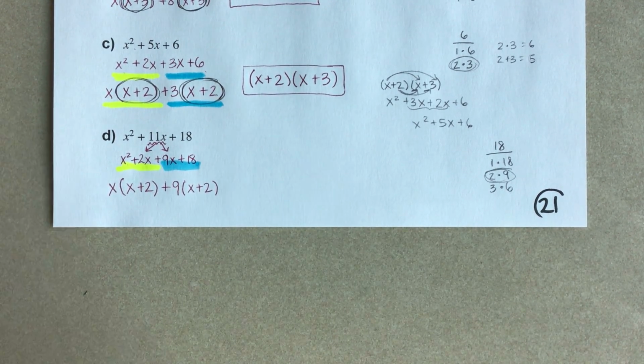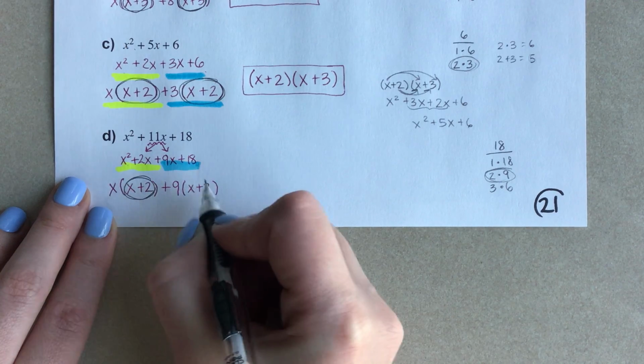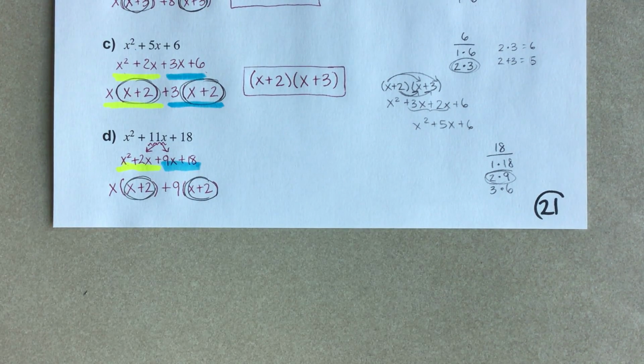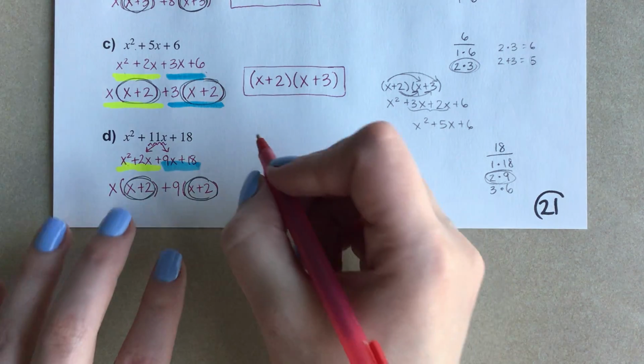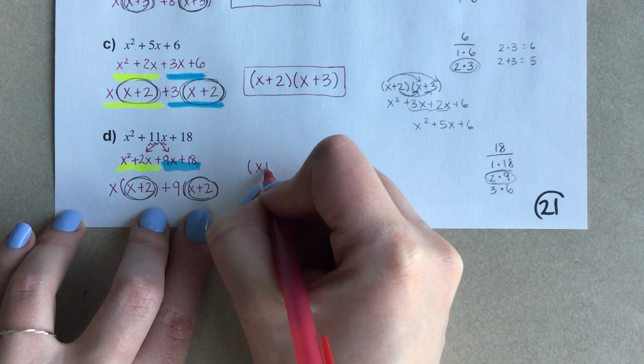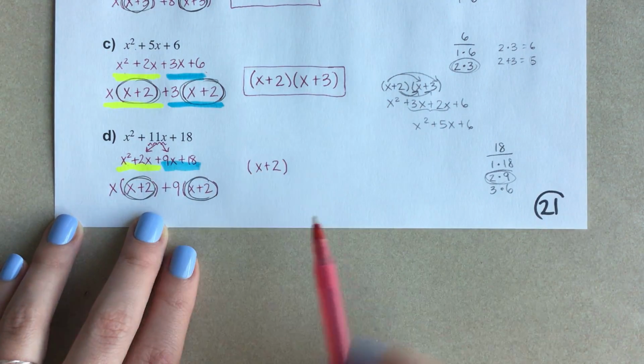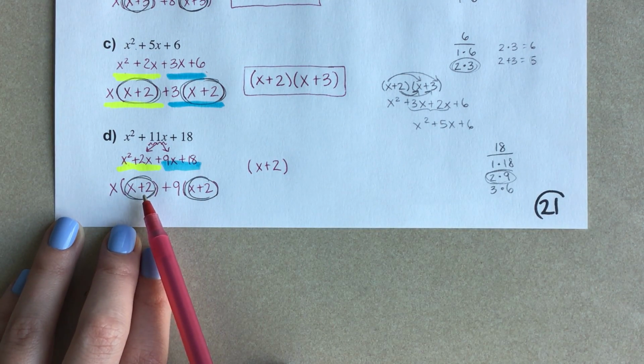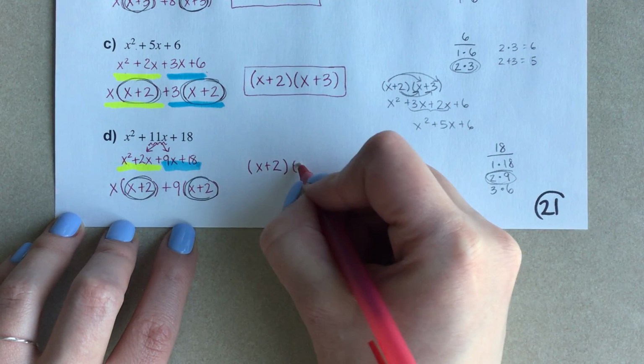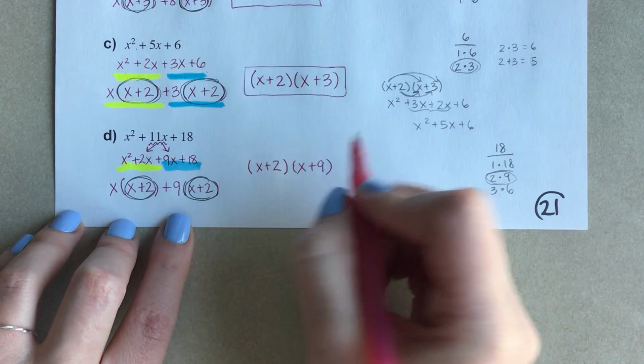That x plus 2 is common in the front half and the back half of this expression. So that means I'm able to just factor that out of the expression now. So I have x plus 2, and I have x remaining, and then plus 9 remaining as well.